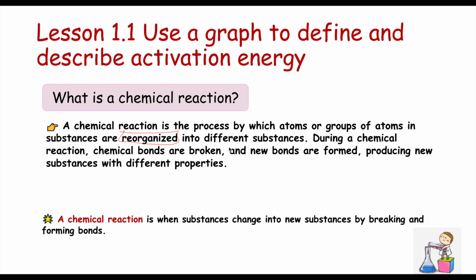Just imagine with me, you have Lego blocks and I ask you to build a home. From the same blocks you can build a car. The same idea: the home is totally different from the car, despite the fact that we have the same blocks. And the same thing happens in a chemical reaction. During a chemical reaction, chemical bonds are broken and new bonds are formed, producing new substances with different properties.